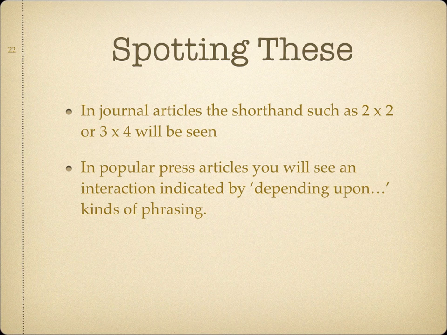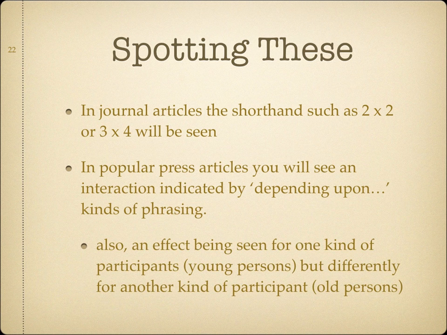In popular press articles, though, they're not going to use that kind of phrasing. What they're going to tend to say is that one variable depends upon another variable. This is going to be the case when an interaction has been found to be supported in the study, that the action of, say, alcohol on drowsiness depends upon whether or not the person had taken a sleeping pill. You could also see it written up in popular press articles as saying that the effect is seen for one kind of participant but not for another kind of participant.